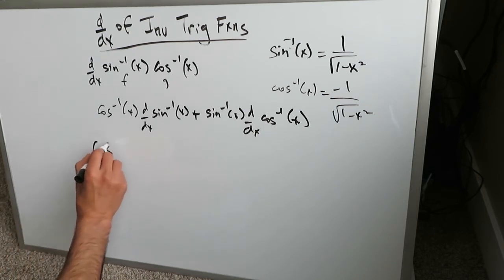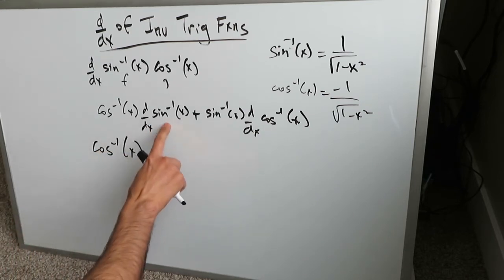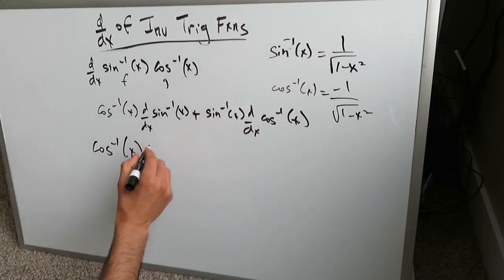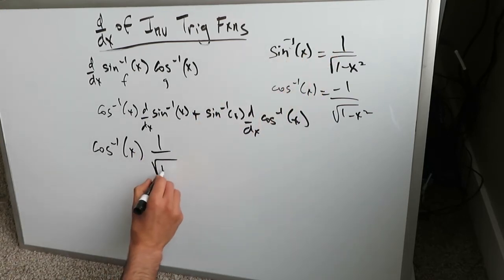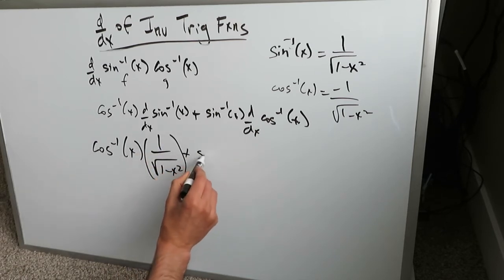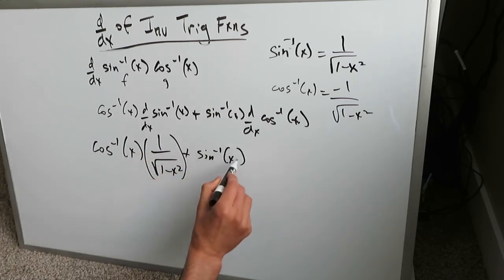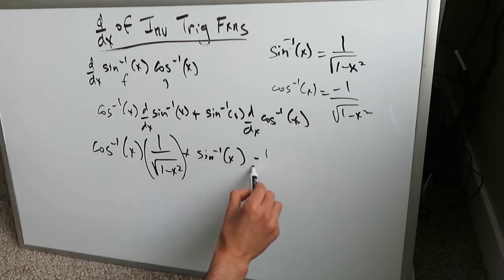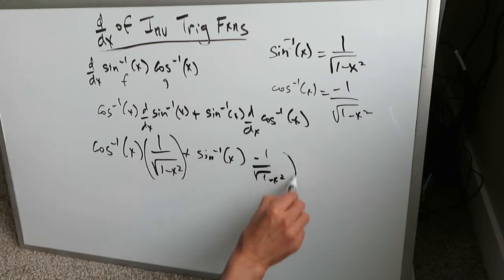So the original g function here is going to multiply now with the derivative of the sine inverse, which is what? 1 over square root of 1 minus x squared. You know this is multiplying, plus the sine inverse times the derivative of cosine inverse, which is a minus 1 over square root of 1 minus x squared.